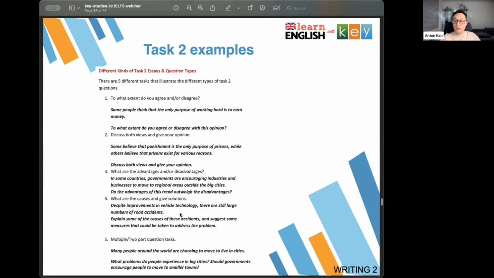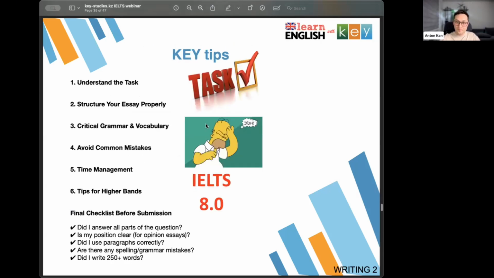So moving on to writing task 2. Here you can see some example tasks where you have to agree or disagree with a statement, discuss both views, write about advantages or disadvantages, and give causes and solutions and some others. If you are interested, you can have a look a little bit later when I send you the presentation. Unlike task 1, task 2 is mostly about your opinion. So before you start, you need to make sure you understand the task. And for the task, 40 minutes are recommended and minimum 250 words.